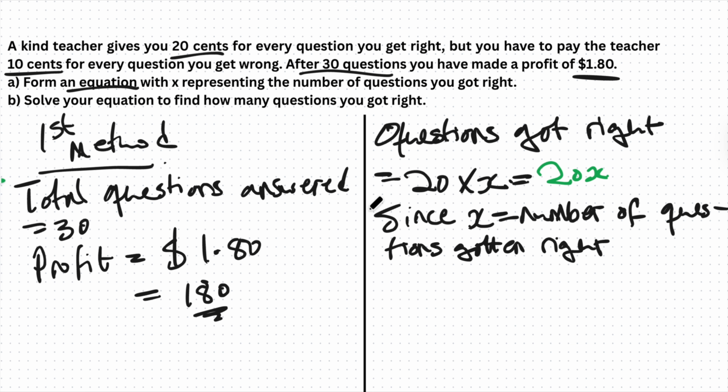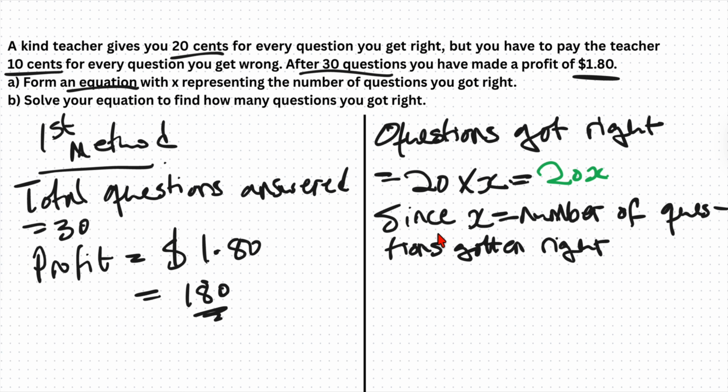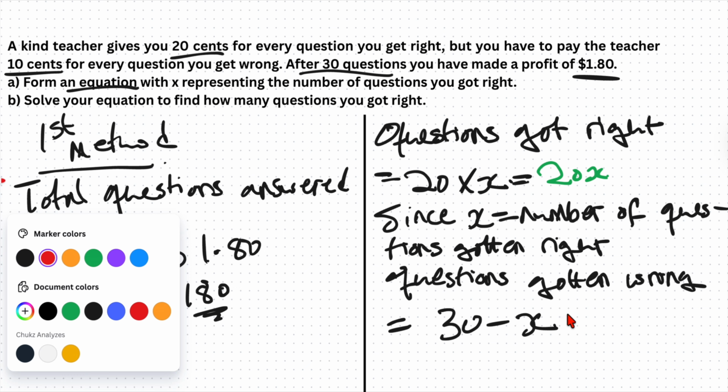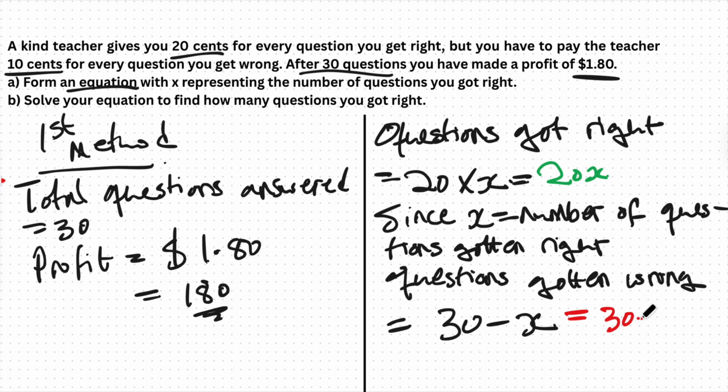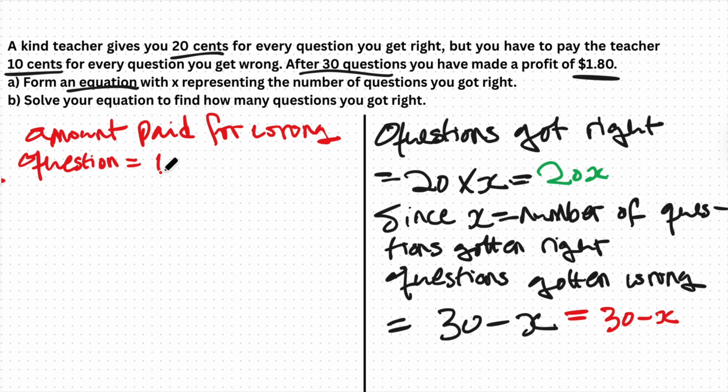And so what about the questions that we got wrong? How do we represent it in terms of x? The questions gotten wrong is 30, which is the total questions answered, minus the total questions gotten right, which is x. So this is the questions that was gotten wrong. Let me write this with a red marker. So this is 30 minus x. That means that the amount paid for wrong questions is equal to 10 times (30 minus x).